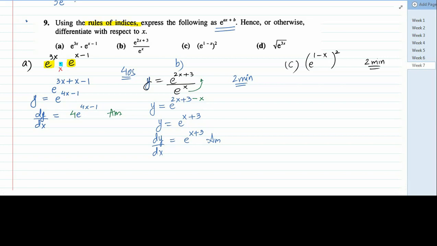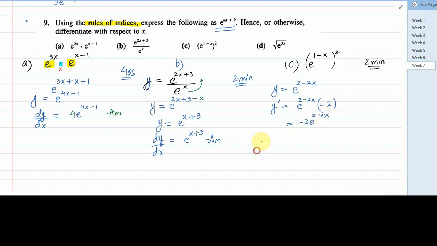Alright, firstly I will apply the power here. Power multiplies with power, so it will be e to the power 2 minus 2x, and that is equals to y. Once you have multiplied the power, now you can start differentiation. So dy by dx, y dash, is equals to the derivative of exponential is exponential and then the derivative of the power, it's minus 2. So the answer is minus 2 e to the power 2 minus 2x.